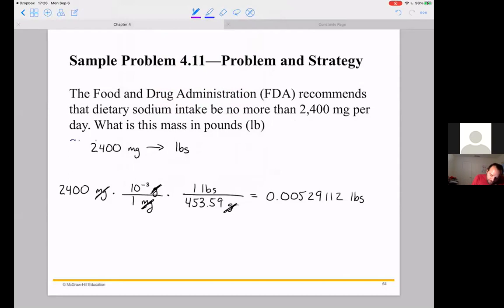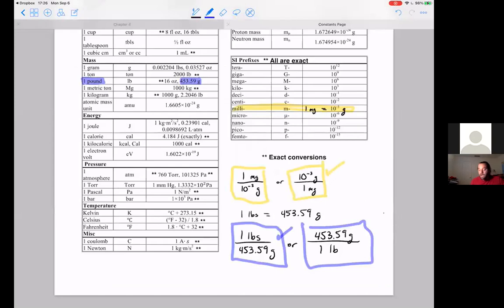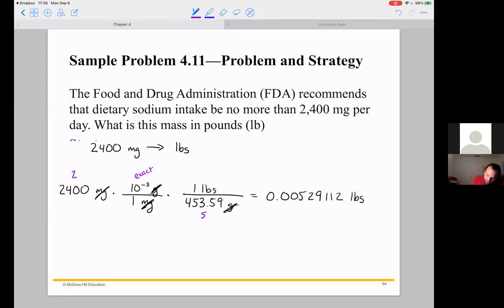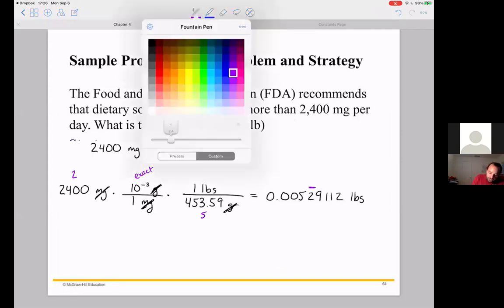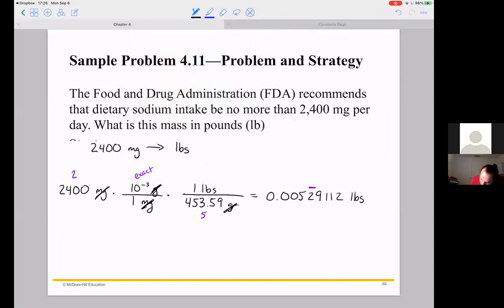This 2400 has 2 sig figs. My metric prefixes are always exact. And then this conversion from pounds to grams, if we look on our table, it is not starred, so it is not an exact conversion, but I do have 5 sig figs associated with that. So 2 is my limiting. I would round to this second significant digit here, so my final answer would be 0.053 pounds.